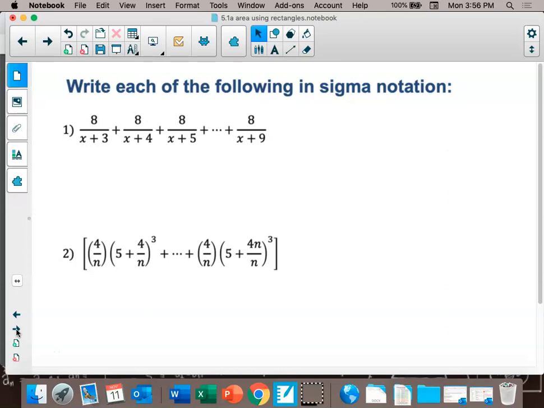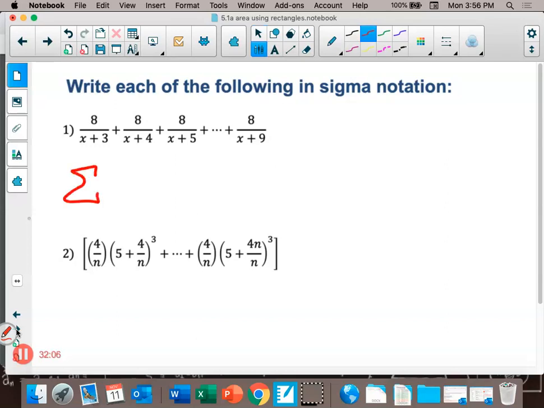So, if we had to write this in sigma notation, first thing you do, write a sigma, pick a letter for your index. Then what's easiest is to write whatever is staying the same, and then look for what's changing. Whatever is changing, that's your i. What is the first i that's plugged in? 3. What is the last i that's plugged in? 9.